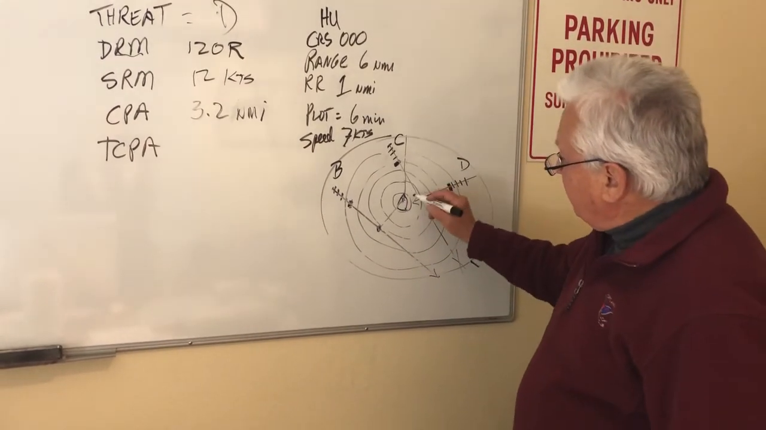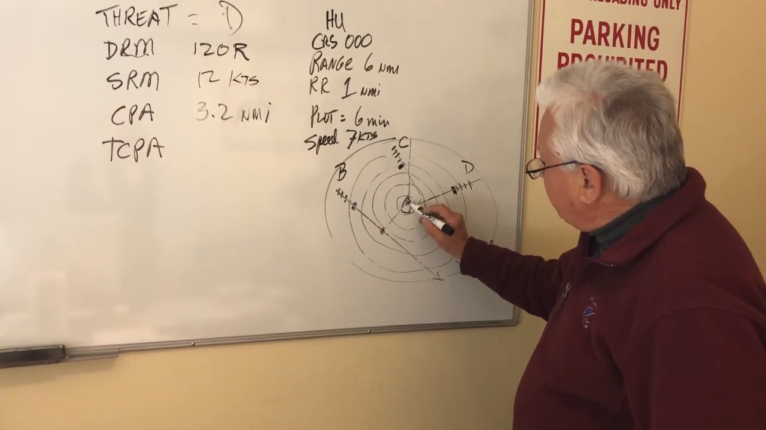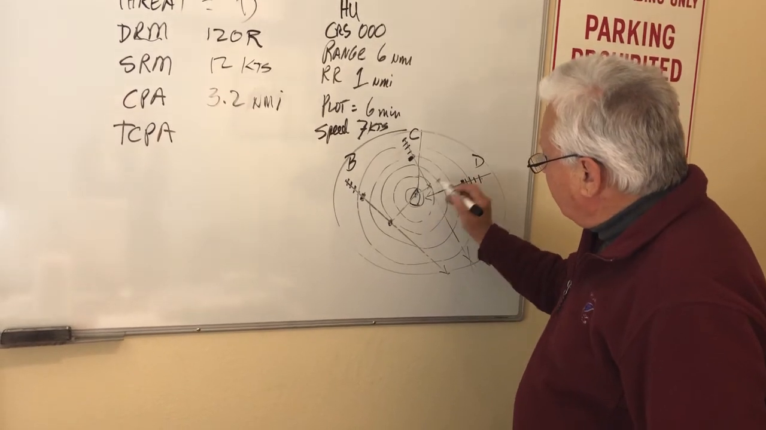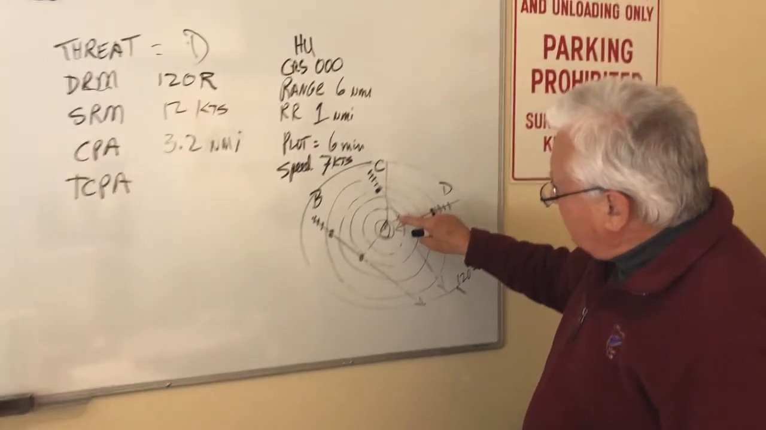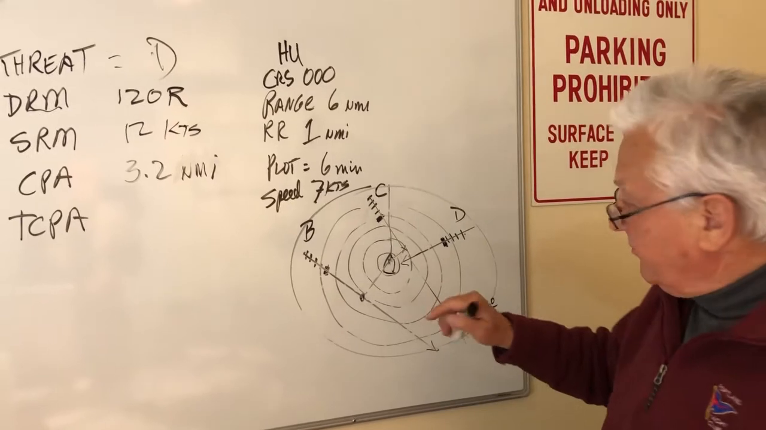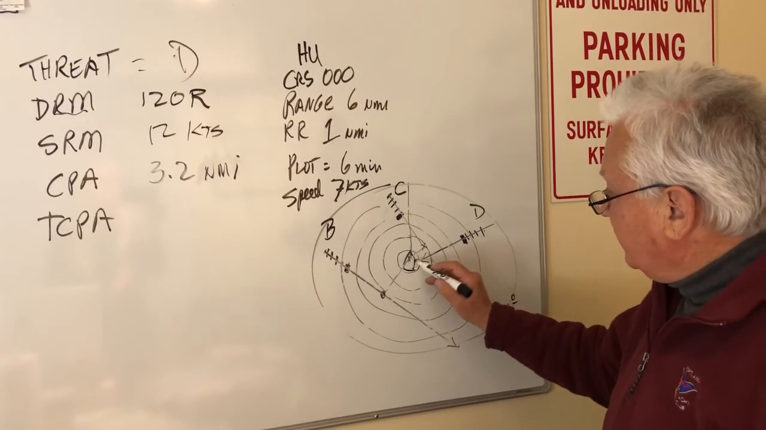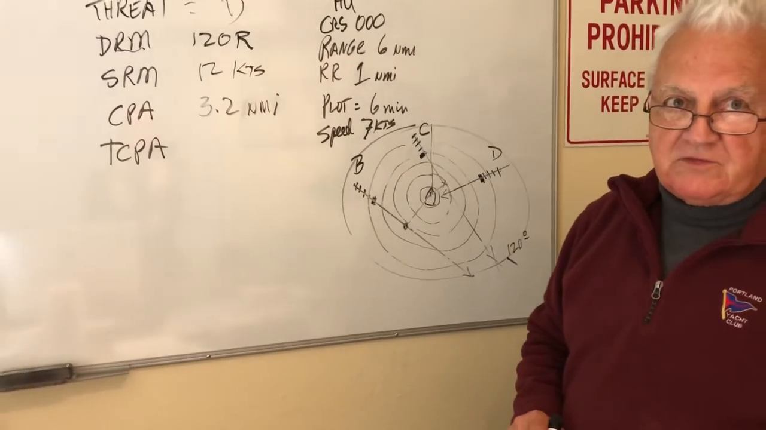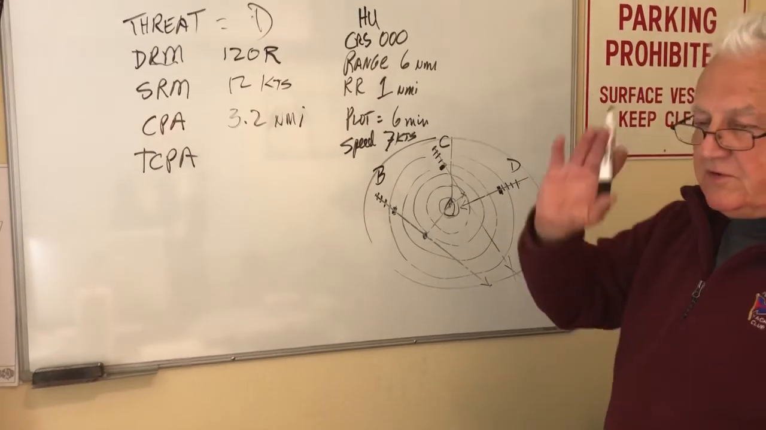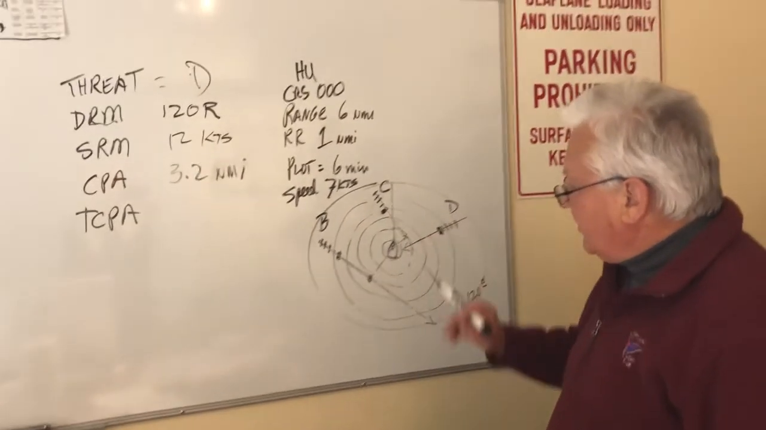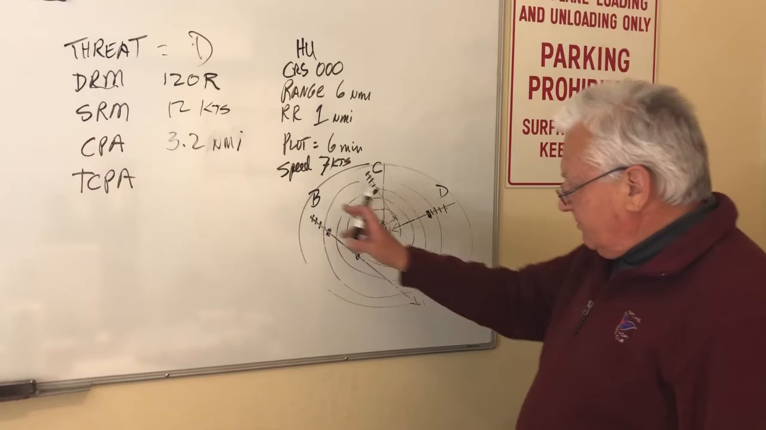This one, the same deal. This one, when this is 90 degrees to us, which is right here, which is a little inside of 2 miles, that's its closest point of approach. But look at target D. Target D is coming right down our starboard bow. Our starboard side. It's coming right at us. All right, so back to target B.